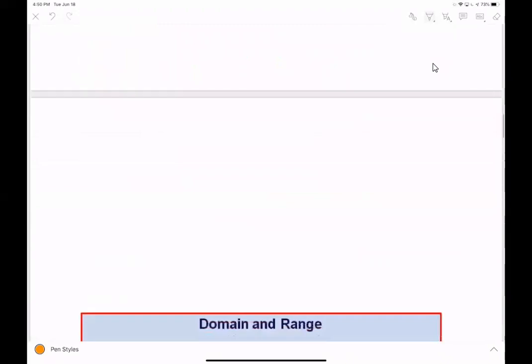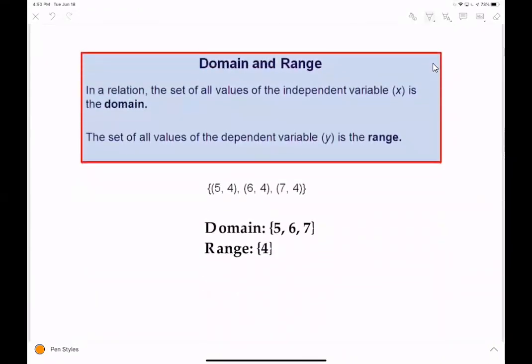When we have relations, we can talk about the x and the y values, and we can name those values as the domain and range. Our x value we can name as the domain, and our y value we can name as the range. Our x value is our independent value, so we can pick whatever value we would like to use for x, but the y value is dependent on whatever our x value is.